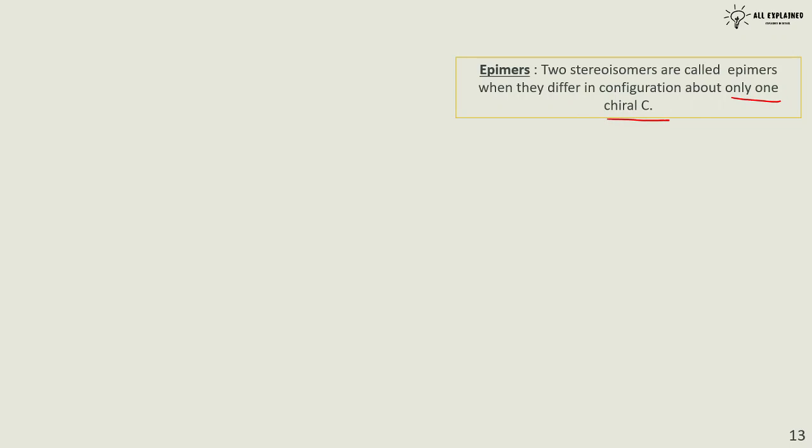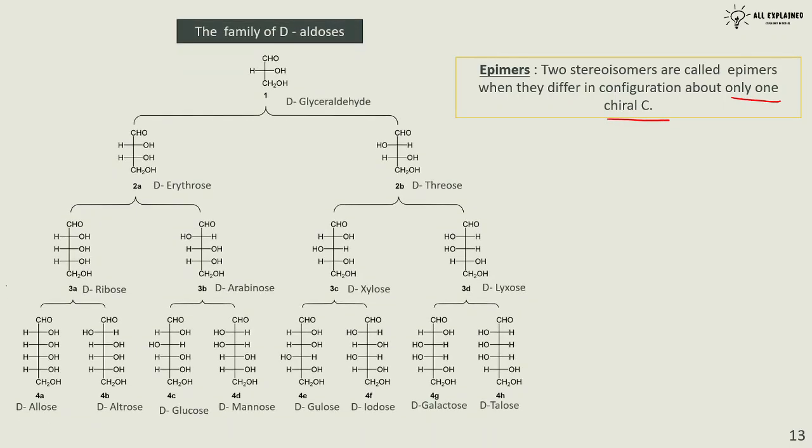What are epimers? Two stereoisomers are epimers when they differ in configuration about only one chiral carbon. So let's take an example. Suppose this family of D-aldoses, and let's come to aldohexoses, like these guys here with 6 carbons. And the most important here is D-glucose, this one.